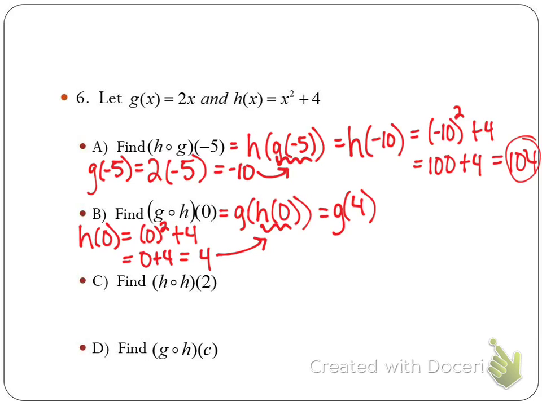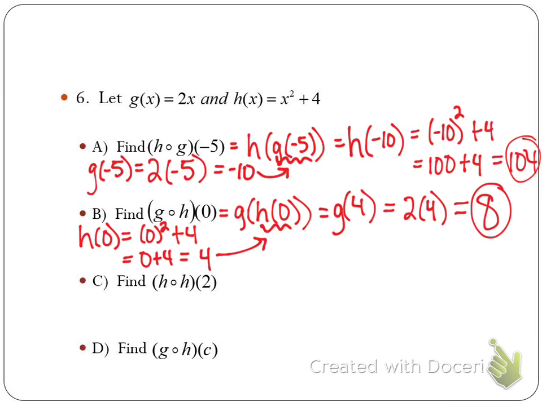Okay, so we're going to rewrite the g function, but instead of an x we use that 4. 2 times 4 is 8. Are we all okay with that? Okay, so the tricky part here is keeping track of which function you're using. So always look to see which function you should be plugging into. Questions, concerns before we do C?